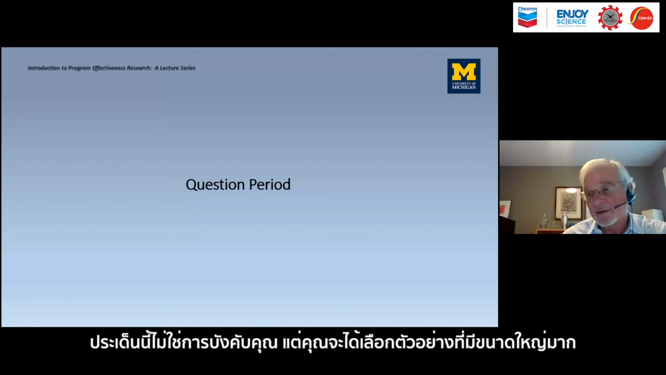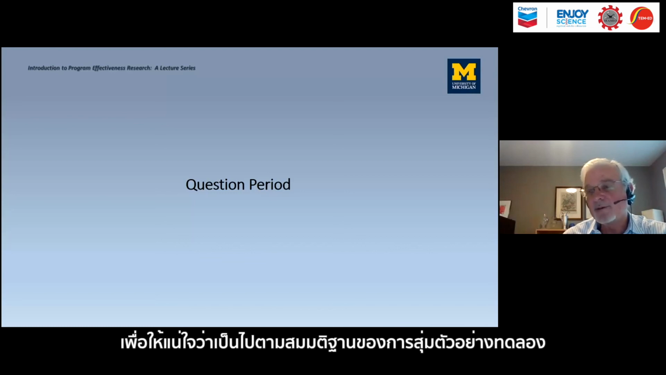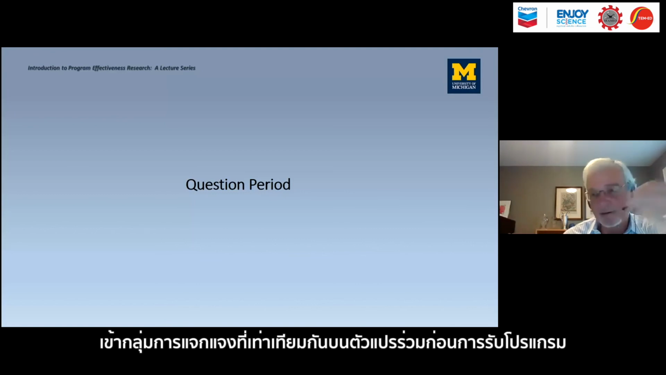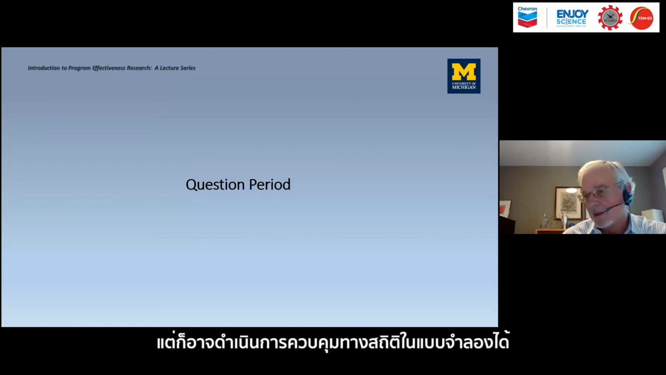So the point of this is not to burden you with having to choose an extremely large sample. The idea is to simply check after you've done randomization to make sure that the assumptions of random assignment about equal distributions on pretreatment covariates have been met. And you can tolerate small failures or perhaps introduce statistical controls into your models in light of that.